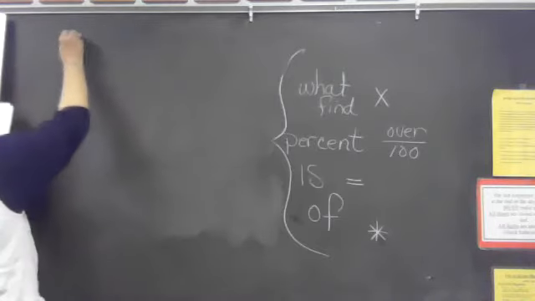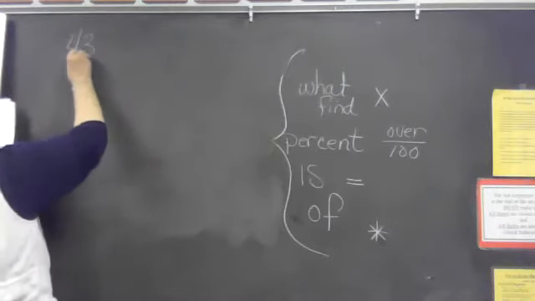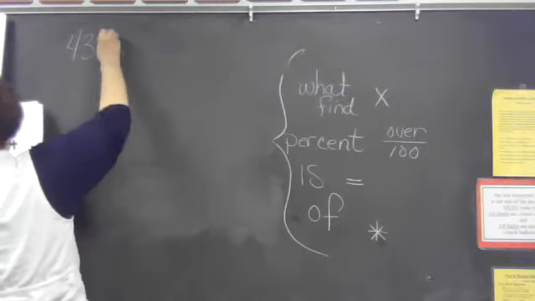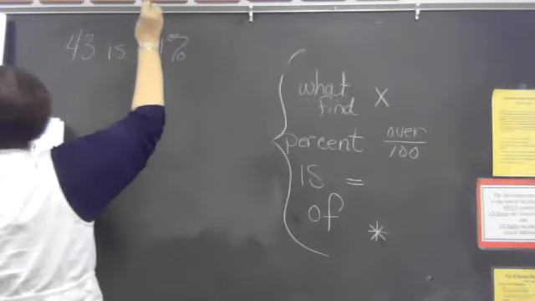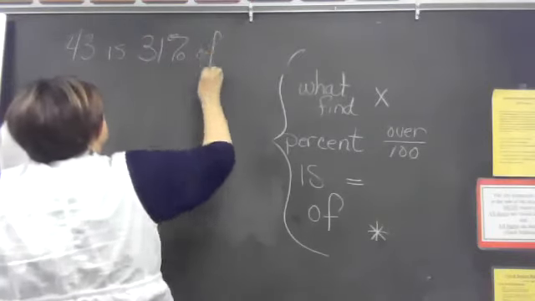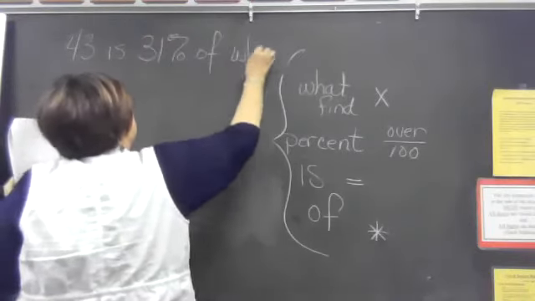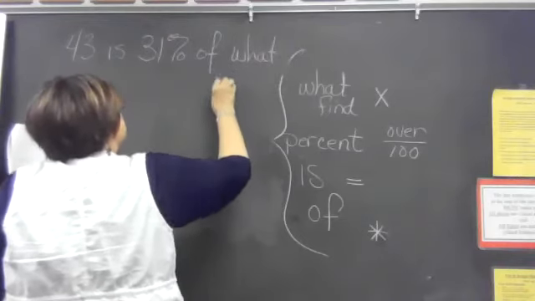Number 7 says: 43 is 31% of what number?